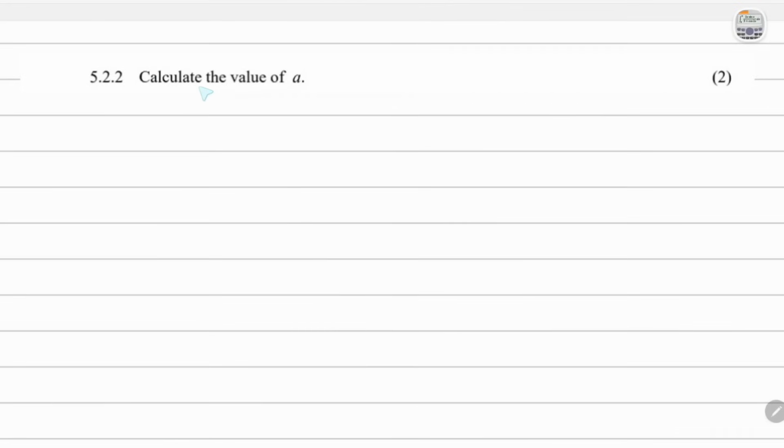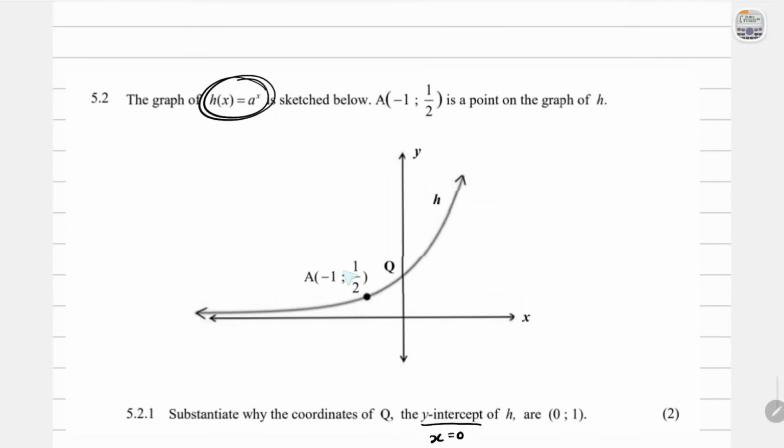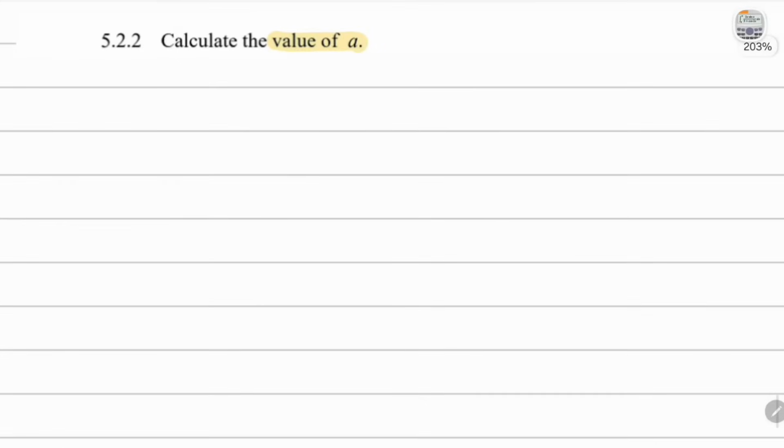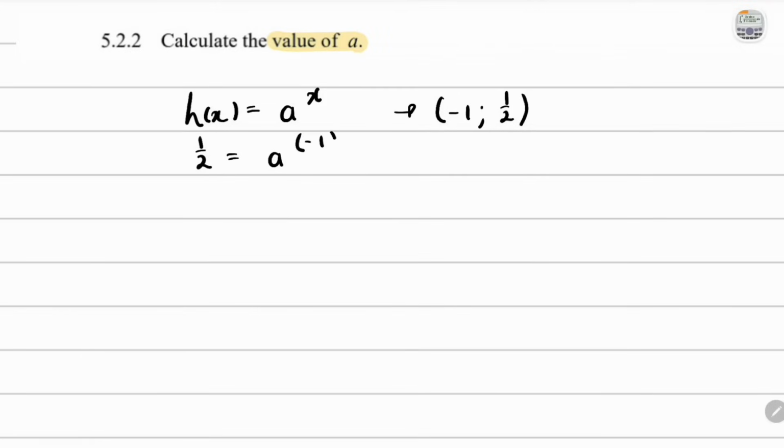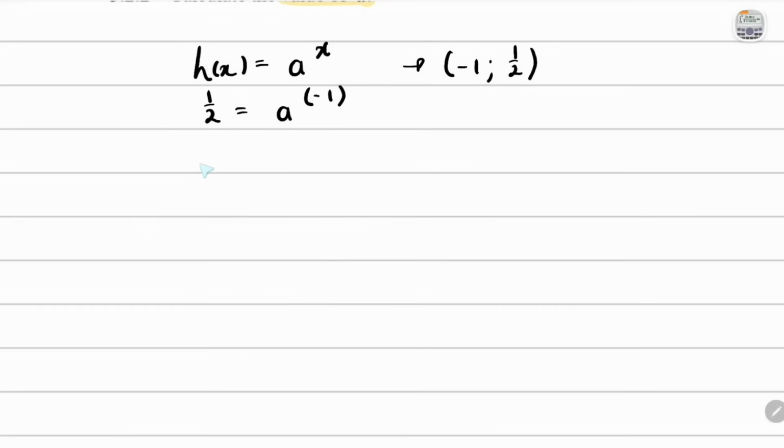Question 5.2.2 wants us to calculate the value of a. So to find the value of a, this is the equation that we have, and we have 1 point on this graph. So if we substitute that point, it will go in place of x and y, and that will help us to find a. So we can go ahead and say h of x is equal to a to the power of x, and we're substituting that point negative 1 and a half. So the y value is a half, so we say a half is equal to a raised to the power of negative 1. Okay, so looking at this, this is not an exponential equation because the variable is not in the exponent. But we can still solve for it like this.